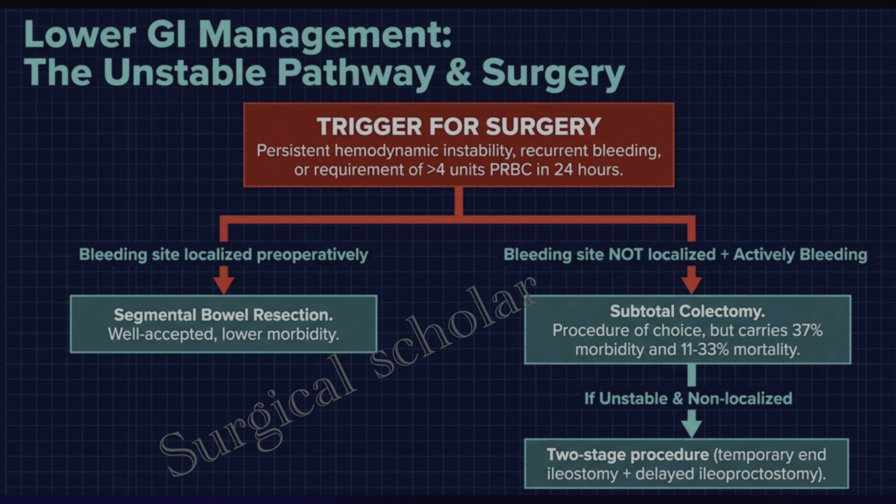The trigger for surgery: persistent hemodynamic instability, recurrent bleeding or requirement of more than 4 units of PRBC in 24 hours. The bleeding site is localized preoperatively. Segmental bowel resection is well accepted with lower morbidity. If the bleeding site is not localized and active bleeding is present, subtotal colectomy is the procedure of choice, but carries 37% morbidity and 11 to 33% mortality. If unstable and non-localized, the two-step method, temporary ileostomy plus delayed ileoproctostomy, is opted for.